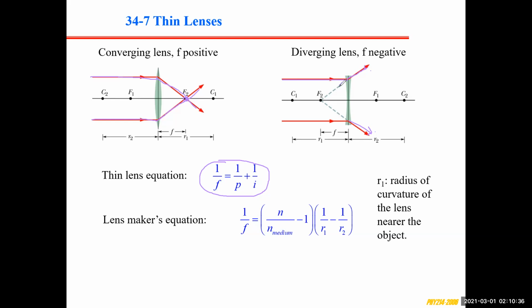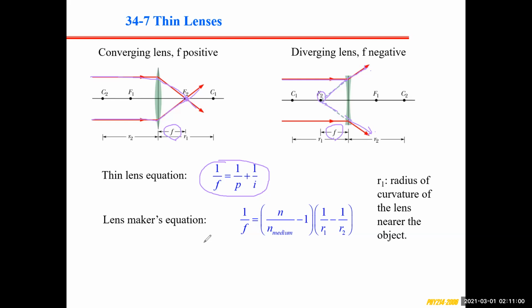Instead, you have to draw the extension line, and they both converge at this point. So you can see that your F here is a virtual focal point, has a virtual focal length. So your F here is negative, your F here is positive. So when you have a convergent lens, your F is positive. When you have a divergent lens, your focal length is negative.